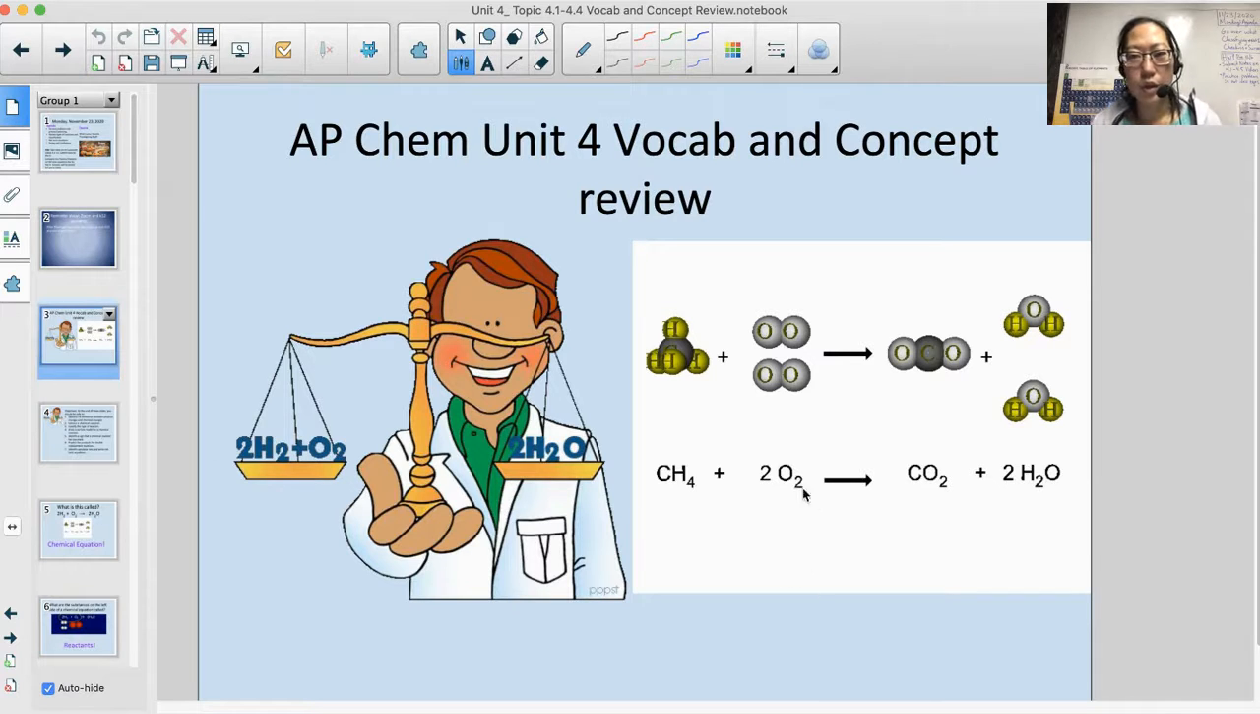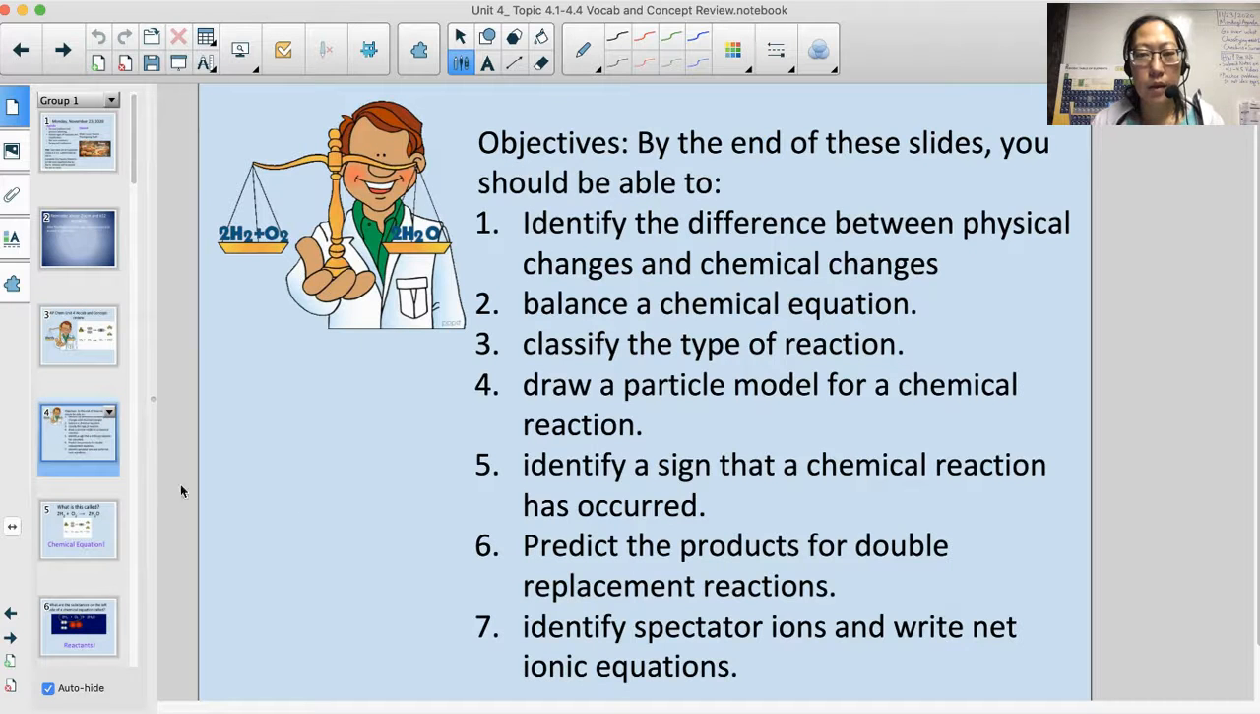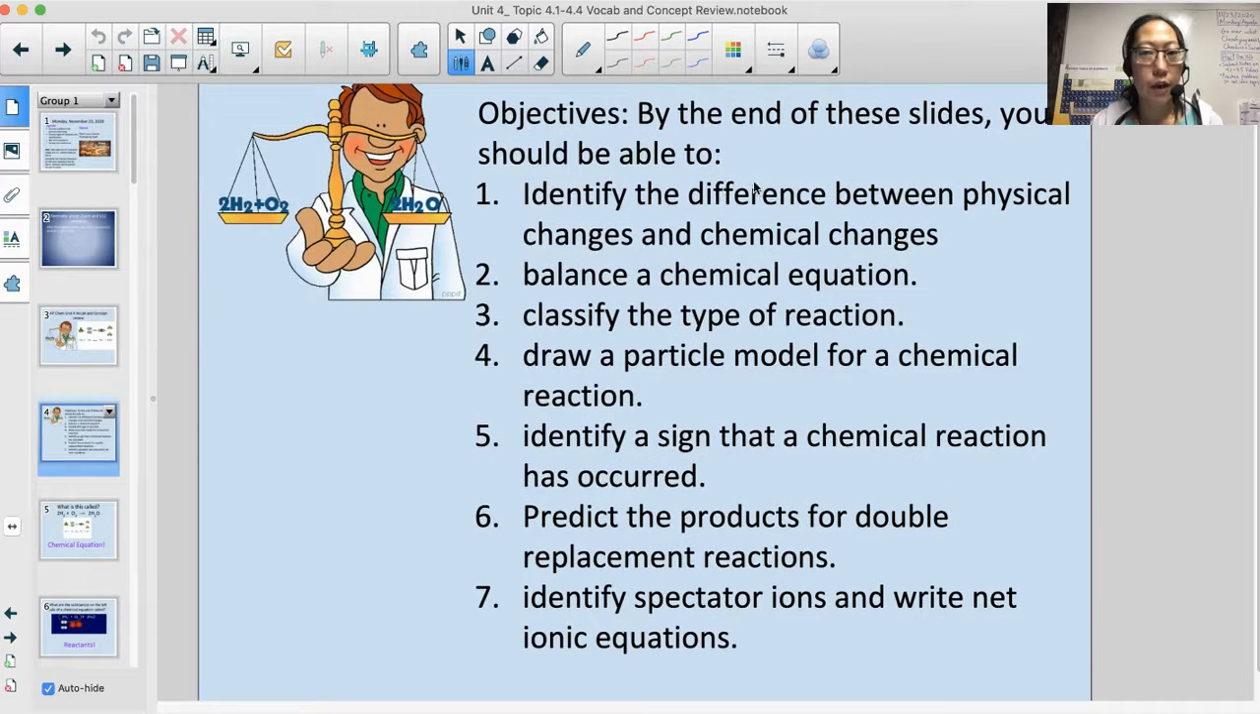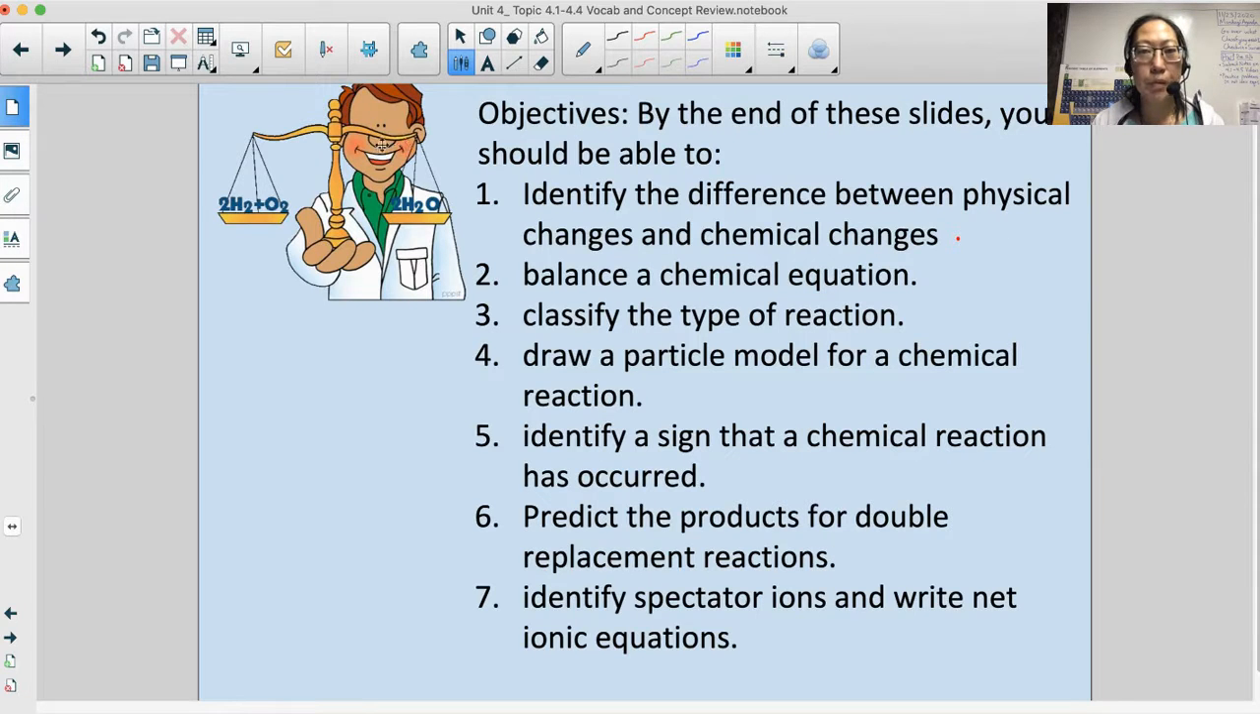So after going over the worksheet, we went on to talk about Unit 4. Unit 4 is on chemical reactions. So here are the objectives for Unit 4. You should be able to identify the difference between physical changes and chemical changes, both symbolically, using particle models, as well as from descriptions of what happens in an experiment or in the lab. You should also be able to balance a chemical equation, classify the type of reaction, and draw a particle model for chemical reactions. We'll do a lot of this when we get back.